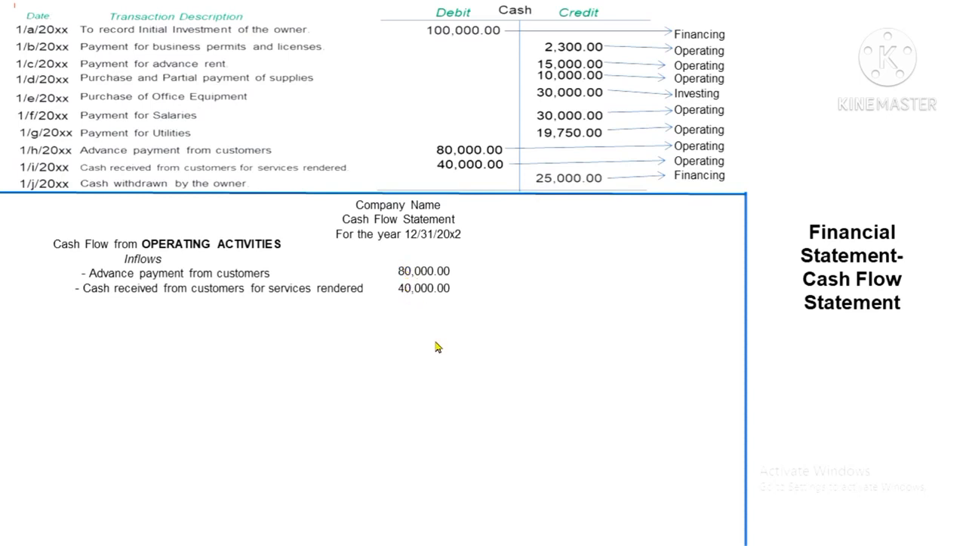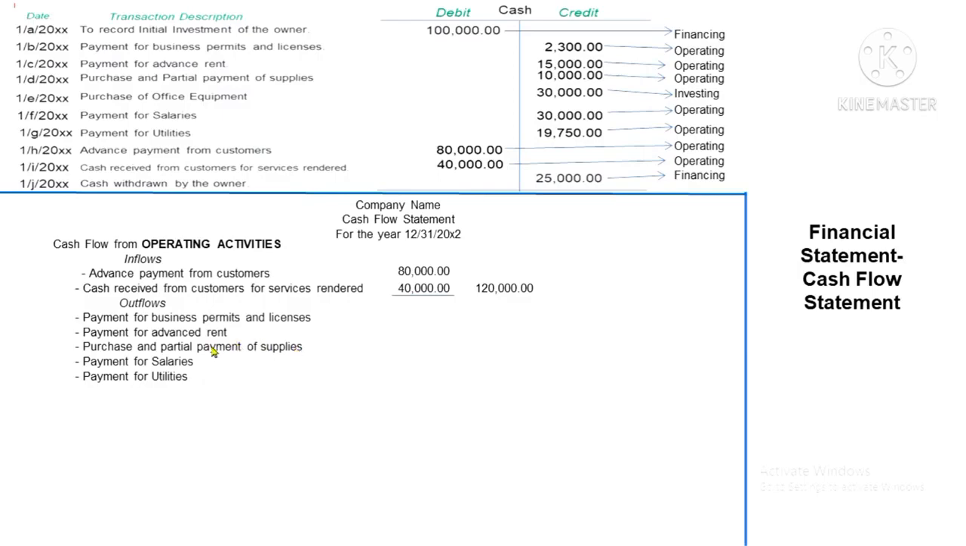Let's add these two and we will get 120,000. And then as to outflows, we have payments for business permits, payment for rent, payment for supplies, payment for salaries, and payment for utilities. Now we need to total them and we will get 77,050. We need to deduct the 77,050 from the 120,000, then we're going to get a net inflow of 42,950 from the operating activities.